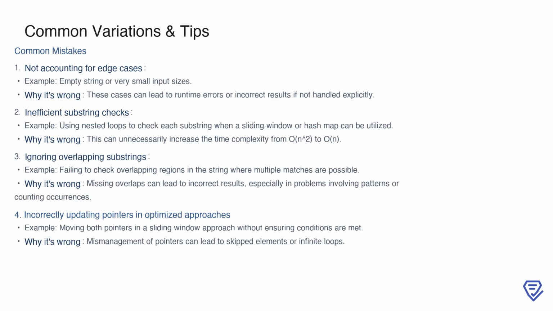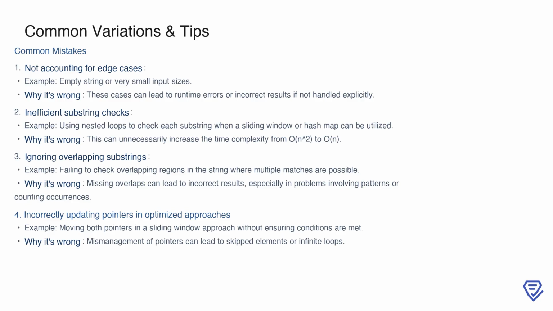When working on string problems like this, there are a few common mistakes to watch out for. First, not accounting for edge cases can cause major issues. For example, if you overlook cases like an empty string or very small input sizes, it could lead to runtime errors or incorrect results because your code might not handle these situations properly. Another frequent mistake is using inefficient methods for substring checks. If you rely on nested loops to scan for substrings, you might inadvertently increase your time complexity to O(N^2), whereas a more optimized approach like a sliding window or hash map can reduce it to O(N).